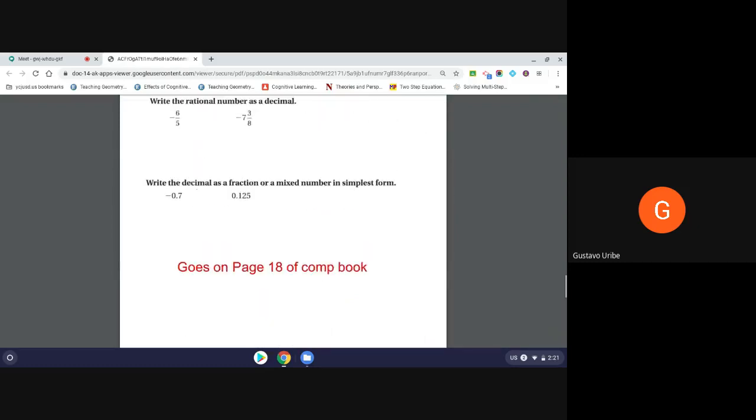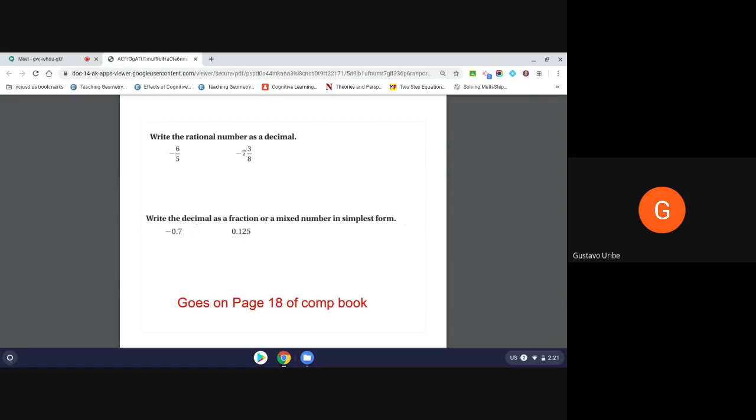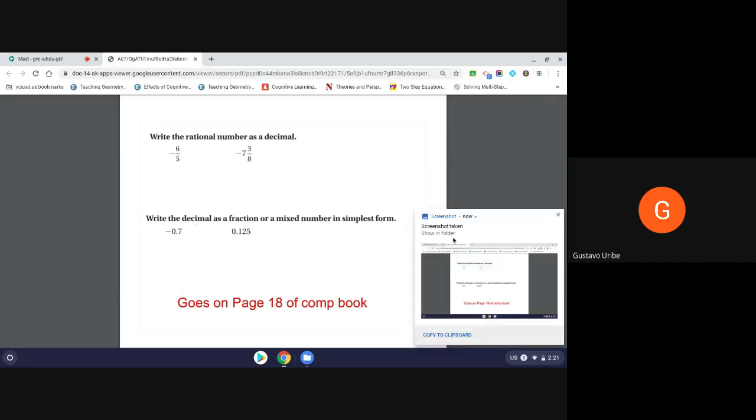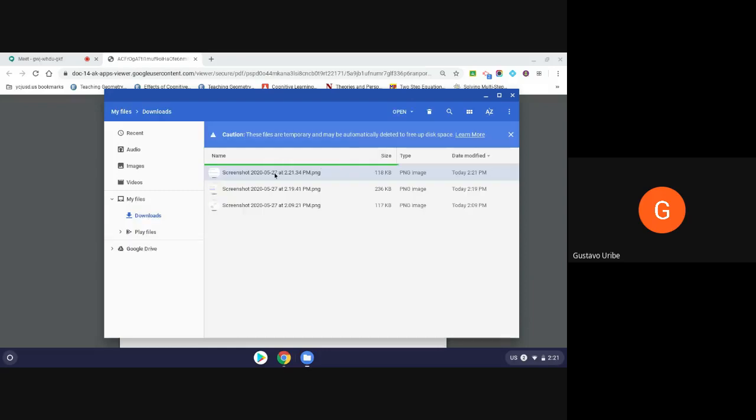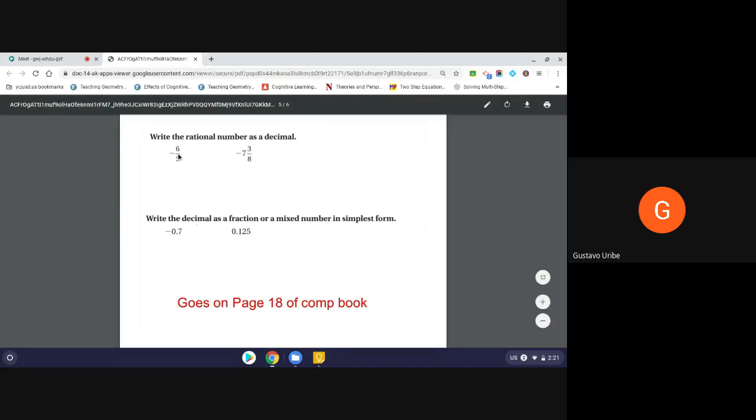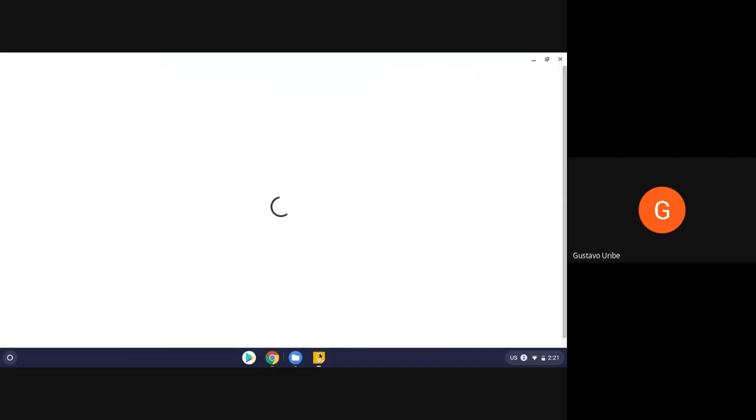Okay, so we have some examples here, and then that'll be it. So let's go ahead and try these real quick. See how fast we can do them. All right, so the first one, write the rational number as a decimal, -6/5. Because it's a negative, your answer is going to be negative. Same with this one, same with this one, and this will be our only positive answer.